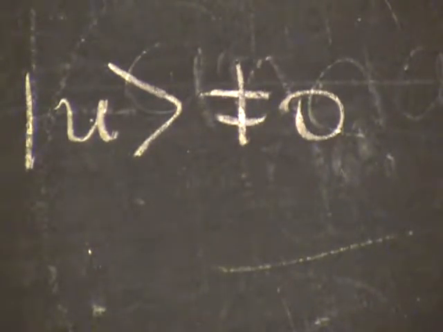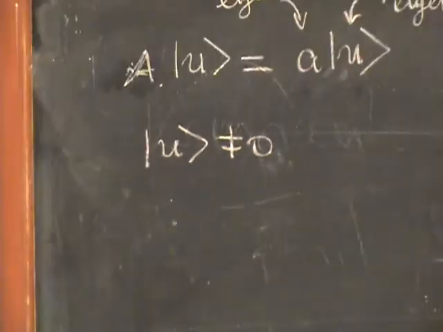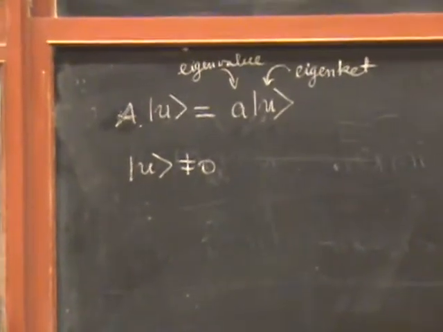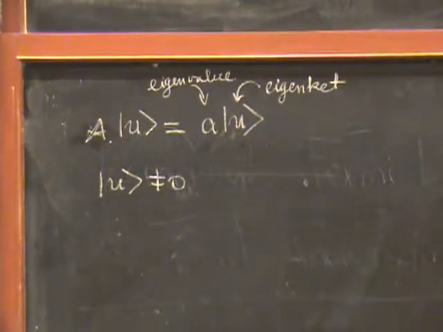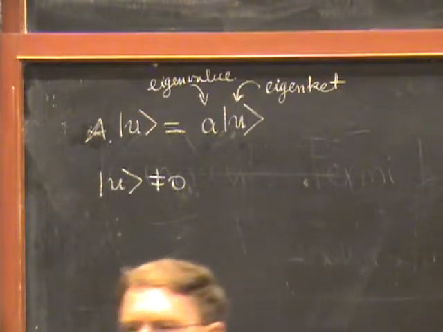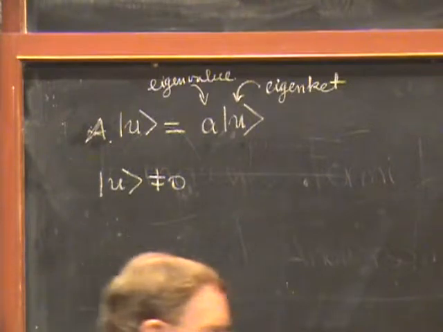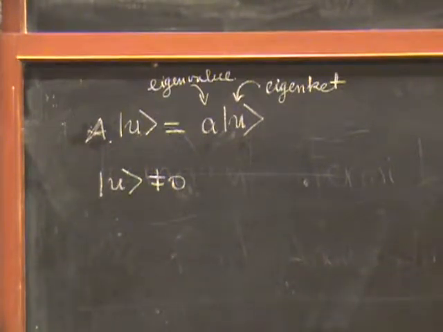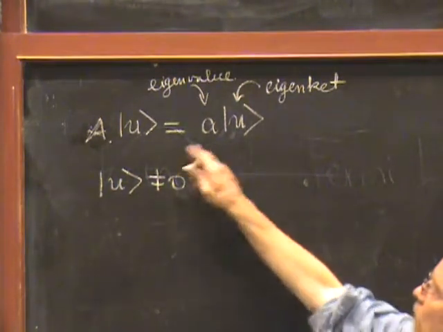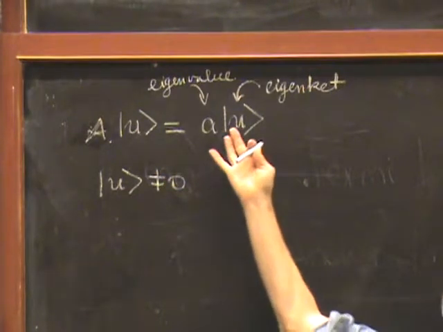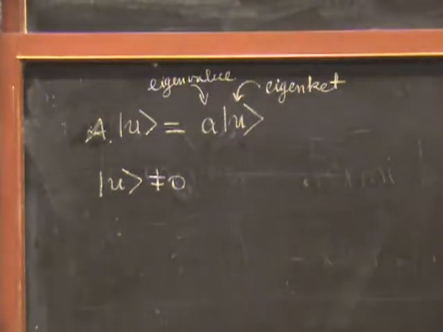Now, the theory regarding eigenvalues and eigenkets is considerably simpler in a finite dimensional ket space than it is in an infinite dimensional one. So I'm going to begin by telling you about finite dimensional spaces, but I'll make a few comments as we go along about how the situation is different in infinite dimensions. Here's the first thing to notice: if you have a ket U, an eigenket, it's supposed to be non-zero, because if it were equal to zero, this equation just says zero equals zero, and it's not very interesting. So we exclude the zero case.